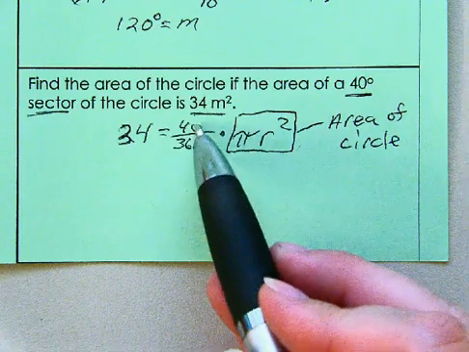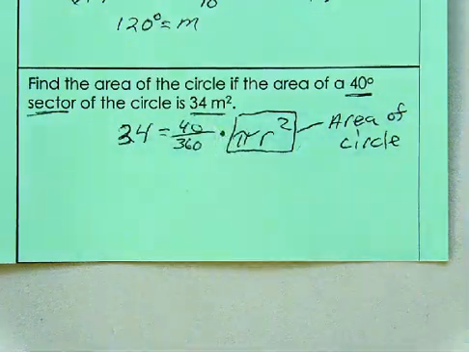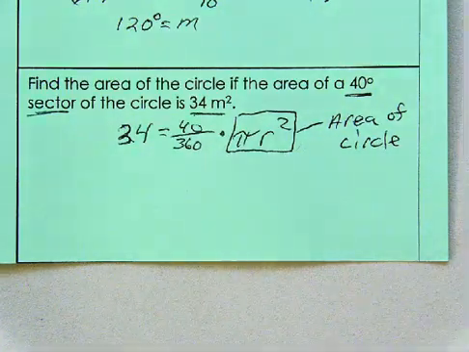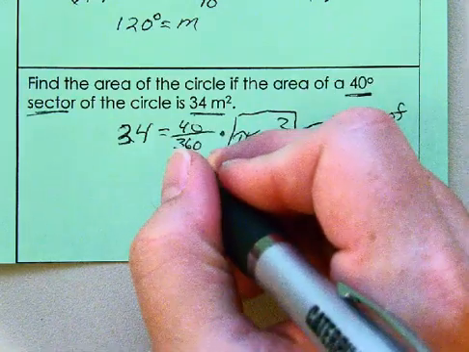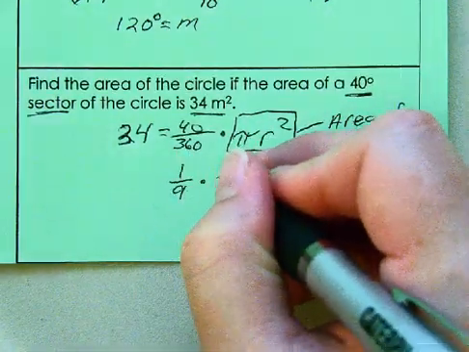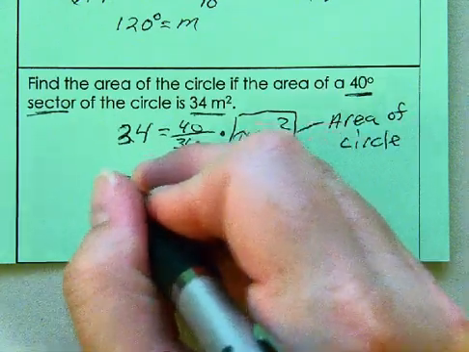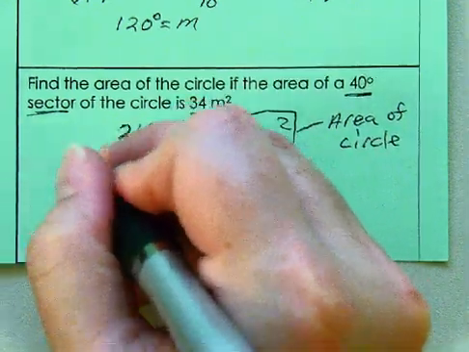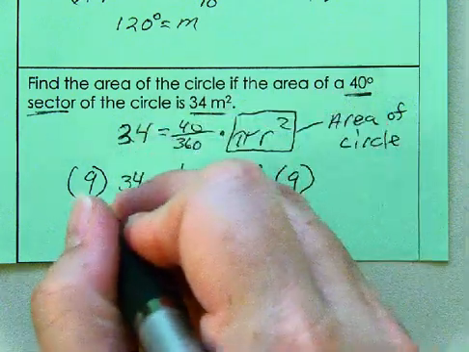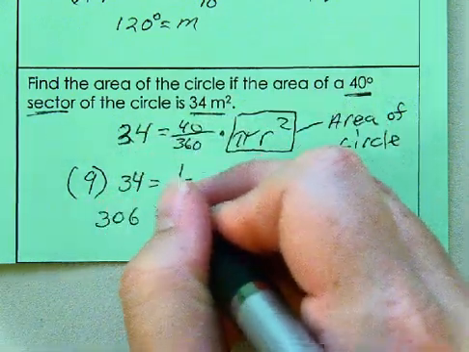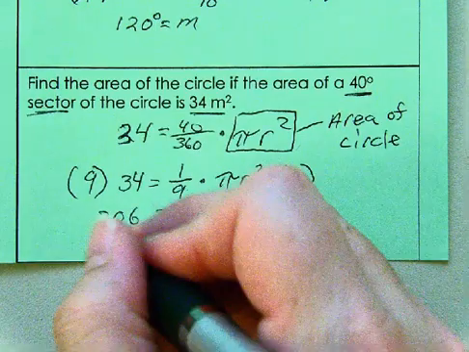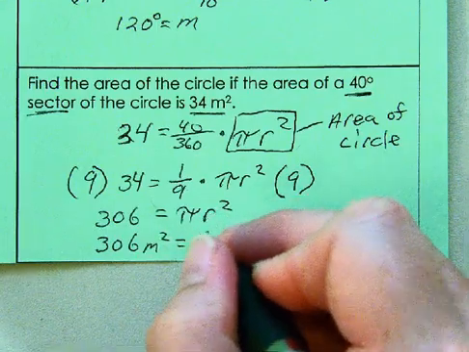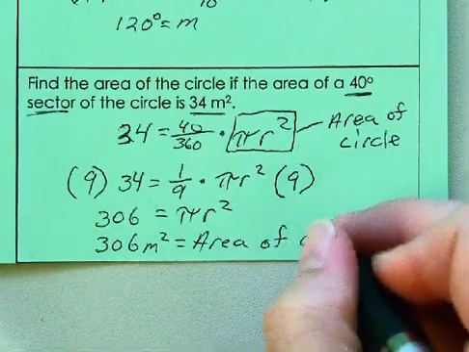So all we really need to move is just this fraction to the other side. So I'm going to simplify that fraction, 40 over 360. We actually had that up at the top on the first one that we did, and we said that reduced down to 1 over 9 times pi r squared equals 34. So I'm going to multiply by 9 on both sides because that's my reciprocal. 9 times 34 is 306 equals pi r squared. And we know pi r squared is the area. So 306, my label is meters squared, equals area of the circle.